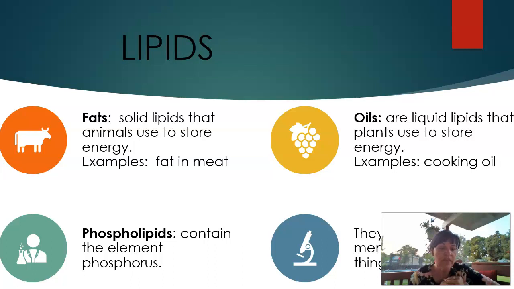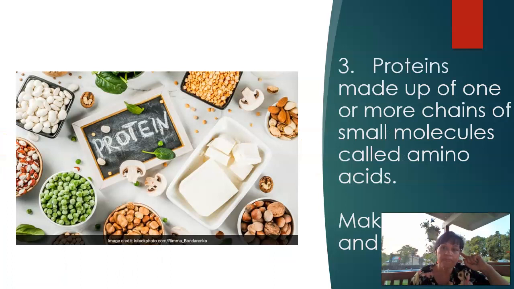Okay. And then we've got phospholipids. These contain the element phosphorus. So if there's a phospho something in with it, it is a phospholipid, and they make up the cell membranes of living things. So these are the important ones for making up membranes of living things, and that's part of lipids, okay? The next group is proteins.